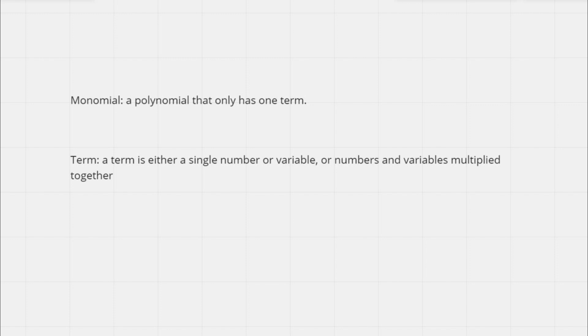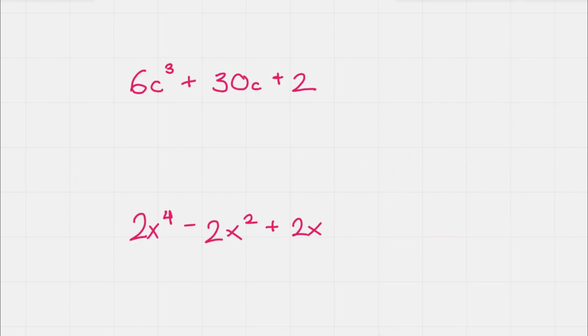A few examples of terms are x to the power of 2, x to the power of 3, 2, -2, 2x, or even 2x to the power of 3. Alright, so now that we have some basic knowledge down, we can begin by learning how to find the GCF of polynomials.